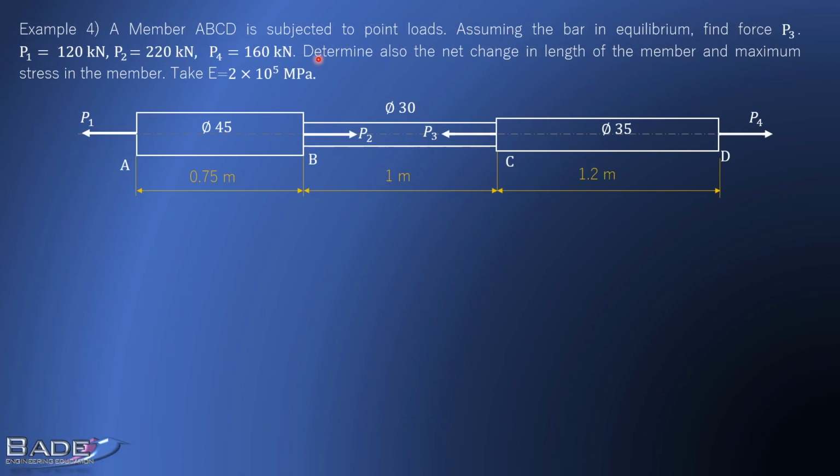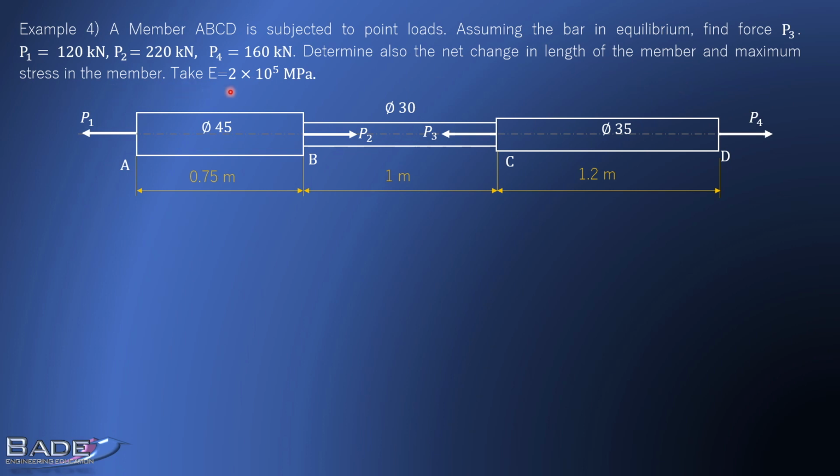A member ABCD is subjected to point loads. Assuming the bar in equilibrium, find force P3. It means this force P3 is unknown. P1 is 120 kilonewton given. P2 is 20 kilonewton given. P4 is 160 kilonewton given. Determine also the net change in length of the member and maximum stress in the member.